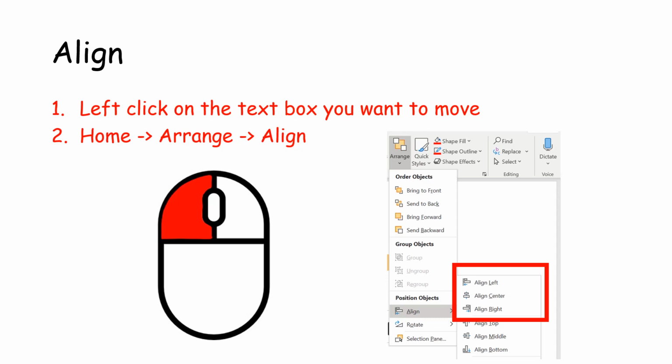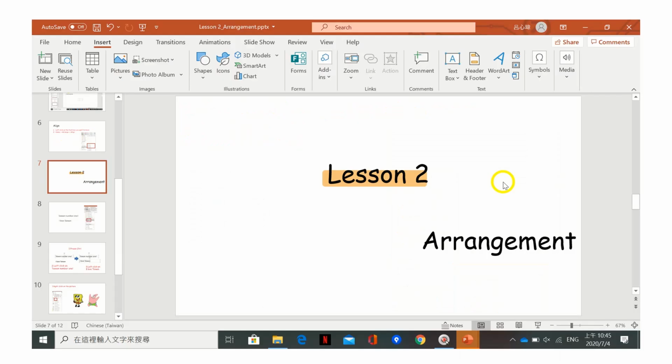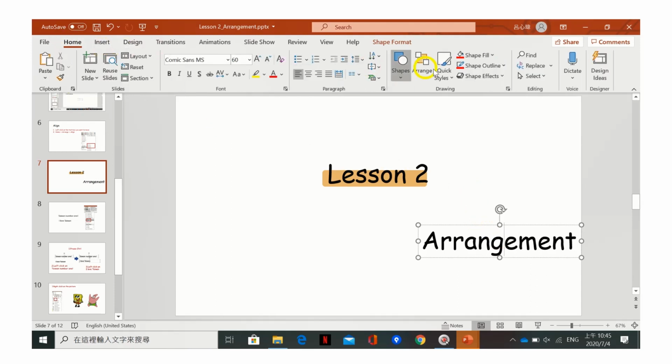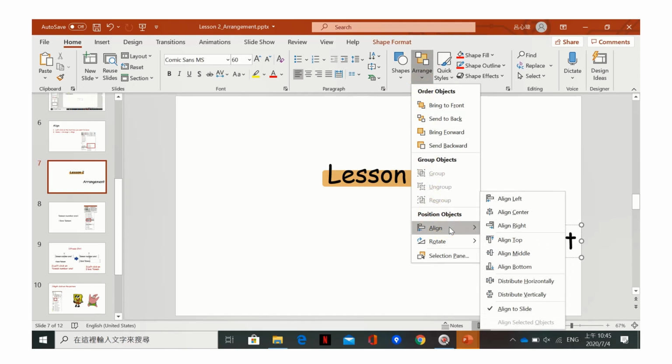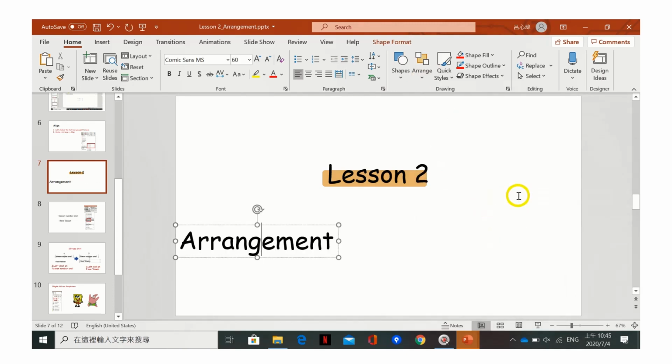So, how to use it? First, left-click on the text box you want to move. Second, click Home, Arrange, and then Align. Now, let's see the sample video to see how this function works. Left-click the text box, and click Home, Arrange, and then Align. And let's see how Align Left, Right, and Center look like.